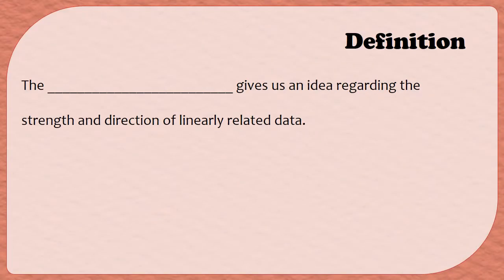We'll begin with a definition. The correlation coefficient gives us an idea regarding the strength and direction of linearly related data. One of the problems with scatter plots is that if you change the scale of the axis that you're using, either the x-axis or the y-axis, you can distort the data so that it can be hard to tell if the data are linearly related, if they're positive or negative, and what the strength of the relationship is. So we're going to find a numerical value to summarize that information for us, and this value is going to be R. We're using R for correlation, right? So R for the R's in correlation.